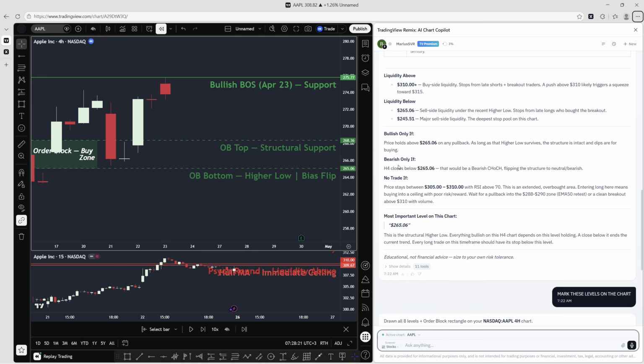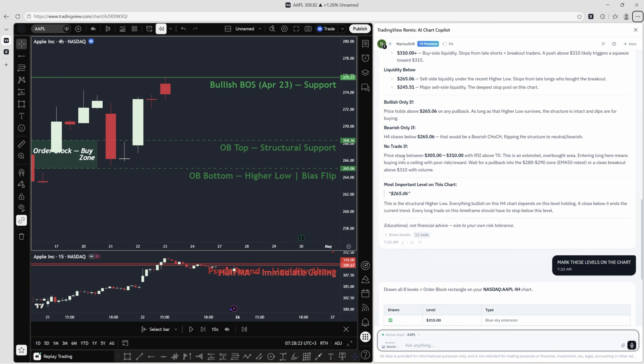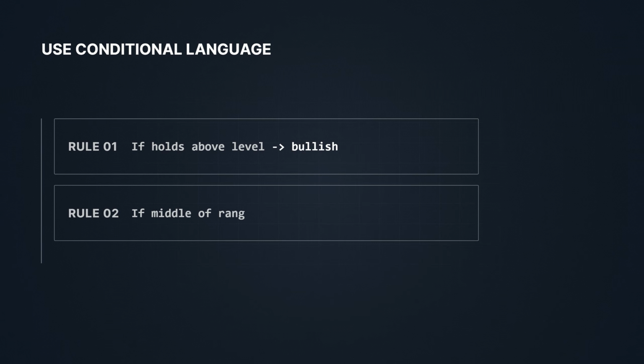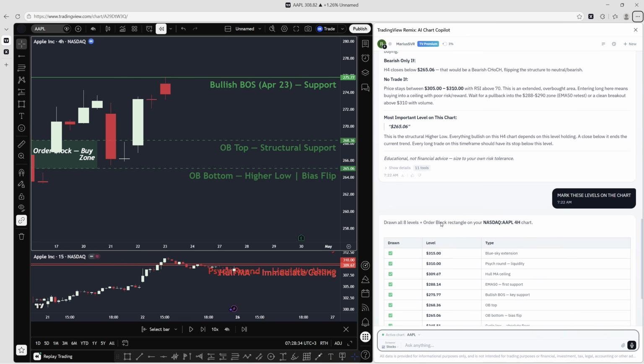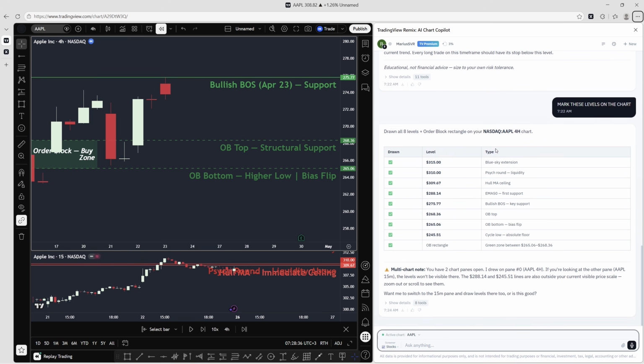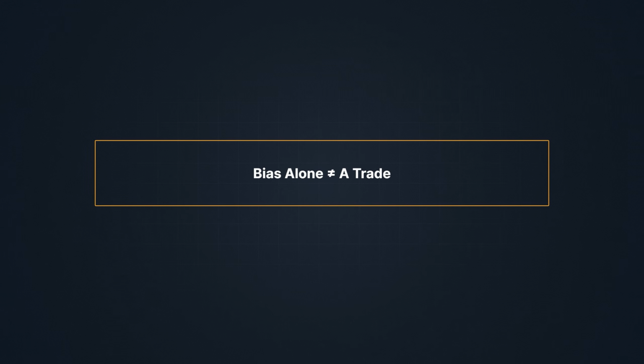The language in your prompt matters here too. Train yourself and train Copilot to use conditional language. If price holds above this level, the bias is bullish. If price is trading in the middle of the range, skip the session. Before you look for an entry, use the higher time frame to decide where trading makes sense. But bias alone is not a trade. Now you need the lower time frame plan.